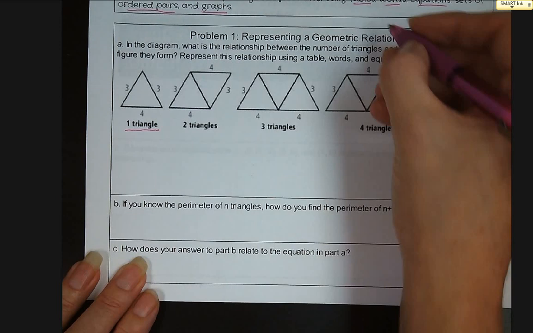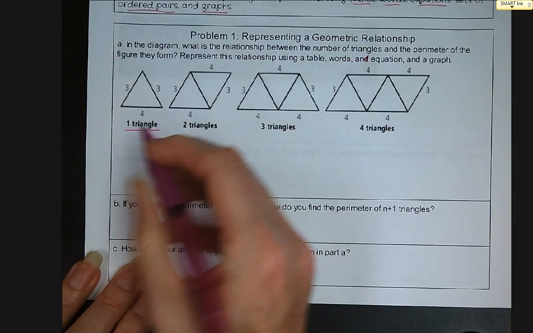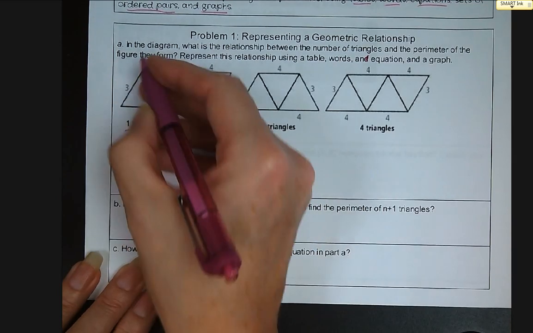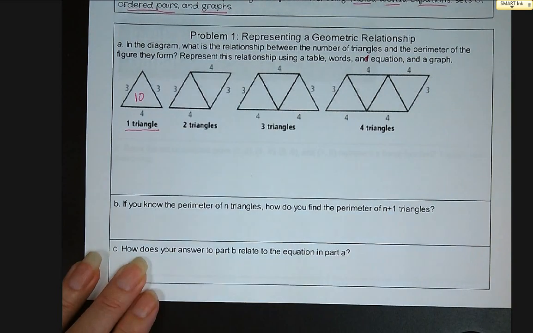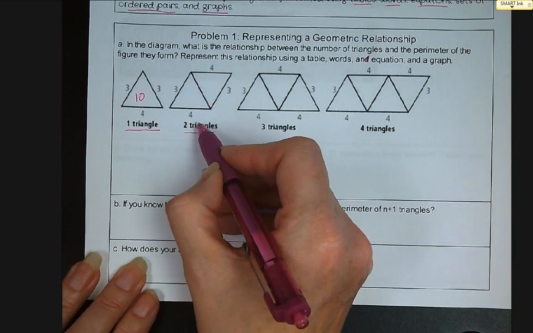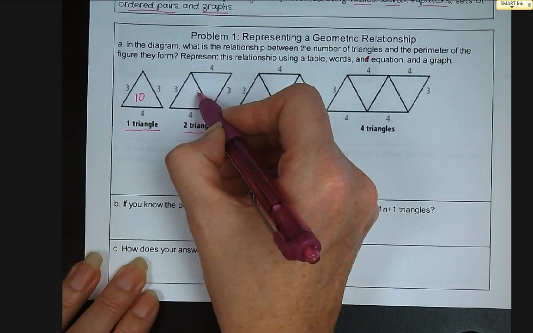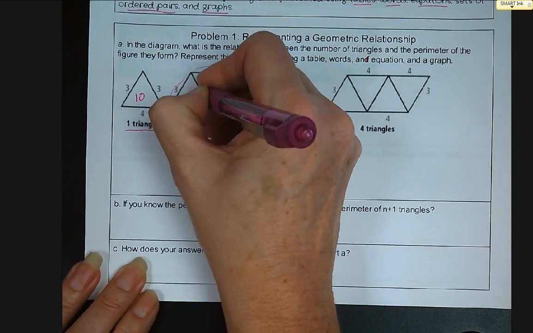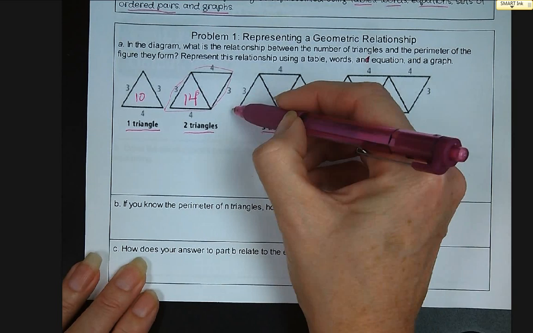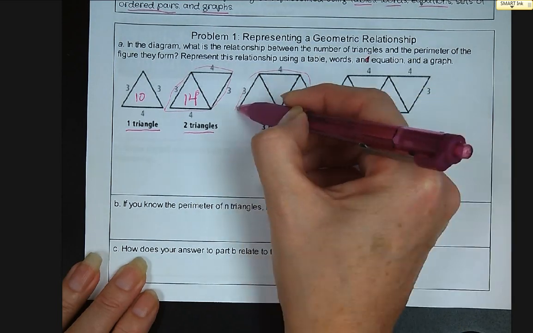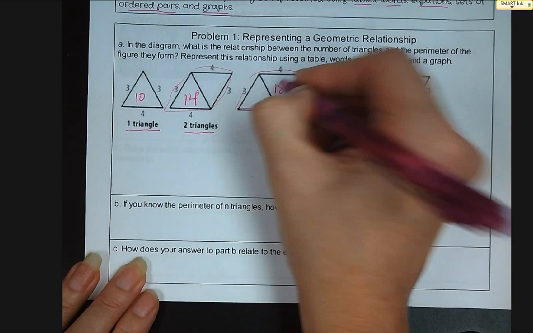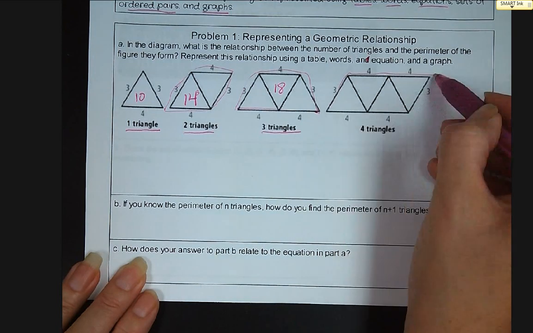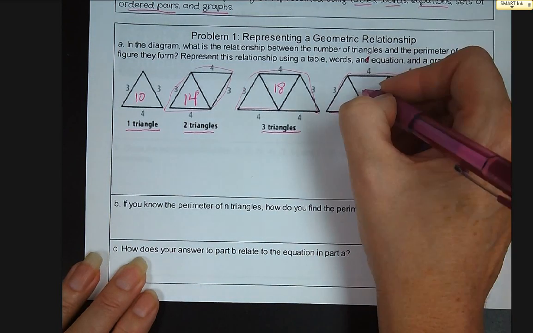All right, so let's take a look at it. The perimeter of one triangle is going to be 10. The perimeter of 2 triangles together is going to be 14. Perimeter of 3 triangles together is going to be 18. And the perimeter of 4 triangles together is 22.